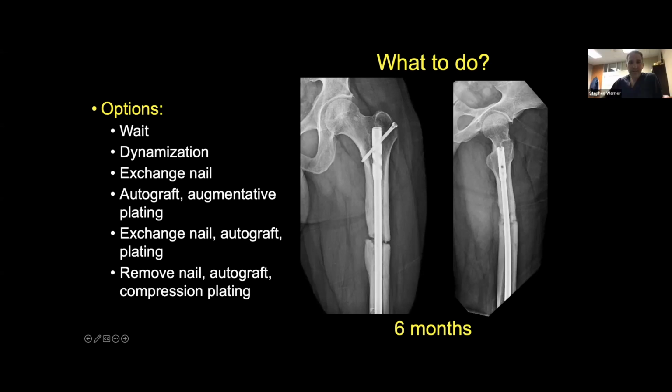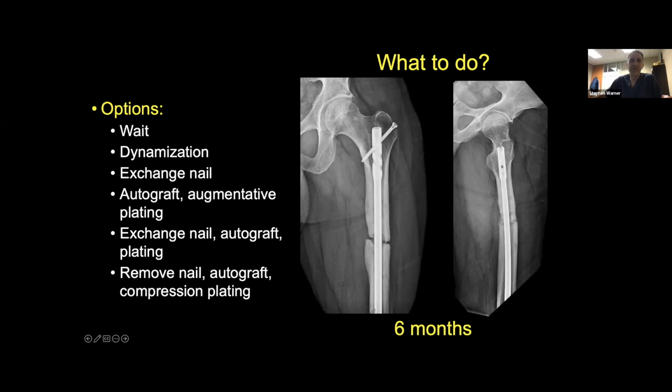As everyone is putting in their vote, why don't we close that poll and see what the answers were. So fantastic. We got a smattering of answers. Not many people want to wait. The most popular was the kitchen sink, as we call it: the exchange nail, autograft, and plating.